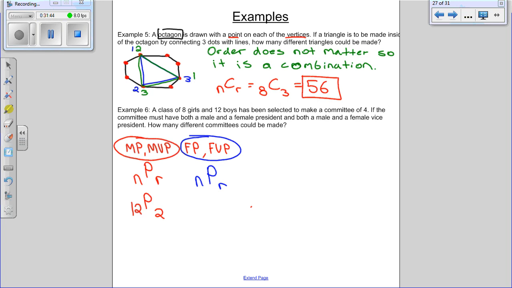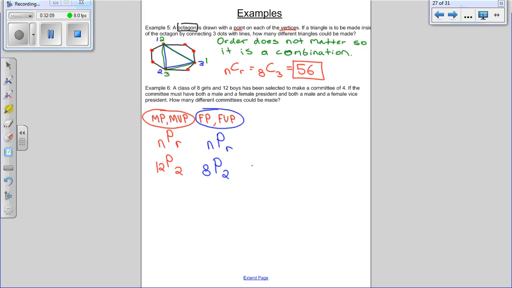How many females do I have to choose from? Eight, P. How many do I want? Two. 12P2 is how I select my boys. 8P2 is how I select my girls. Get it? How is this 12P2? What's that equal? 132. And 8P2 was that? 56. Okay. 132 ways I could select the boys, 56 ways I could select the girls.